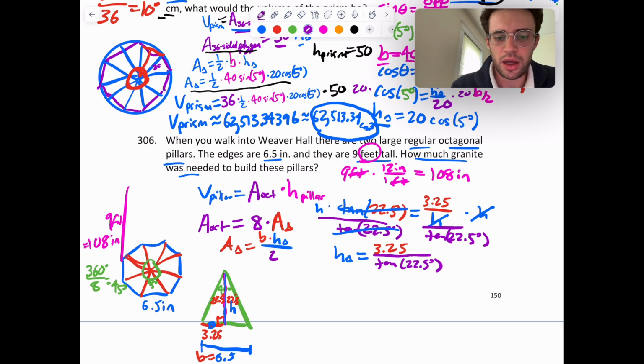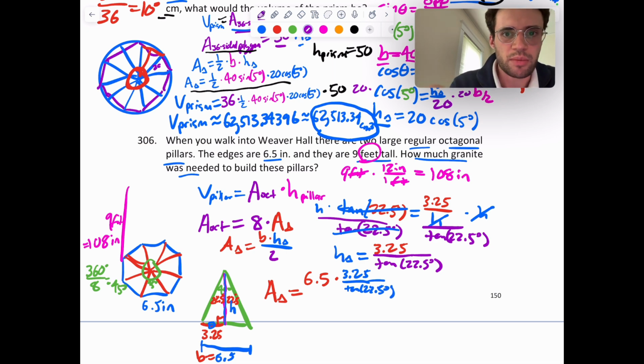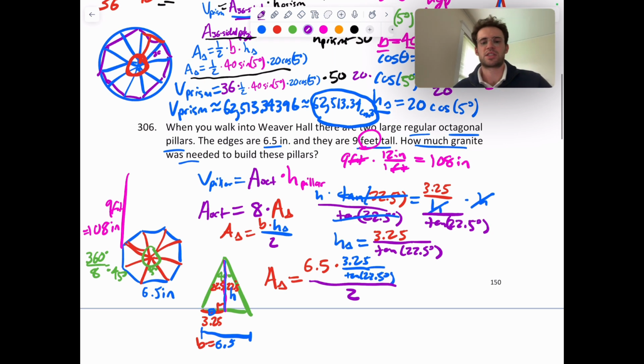Now we can plug this in for the area of our triangle, and we'd say the area of the triangle is equal to the base, so 6.5, times the height, which is 3.25 over tangent of 22.5 degrees, what we just did. And this is all divided by 2. Right, so that's just the area of the triangle.